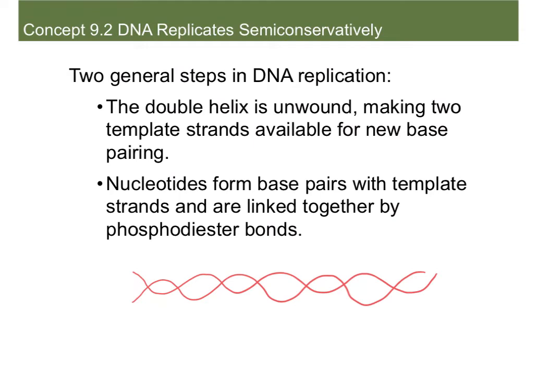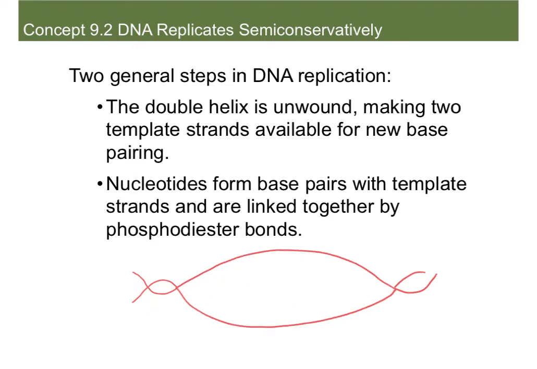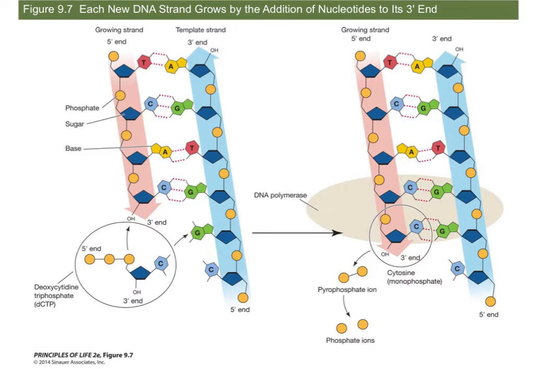Now we can simplify DNA replication into two general steps. The first one is that the double helix is unwound, making those template strands available for new base pairing. Then, free nucleotides form base pairs with the template strand and are linked together by phosphodiester bonds. This diagram shows the addition of these nucleotides to the growing strand of DNA.